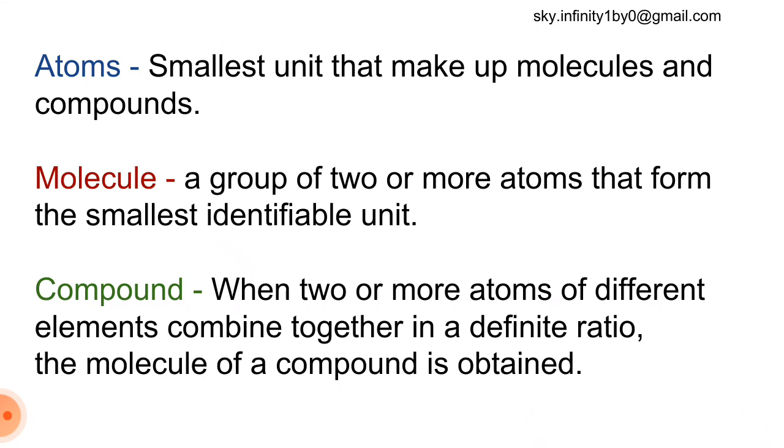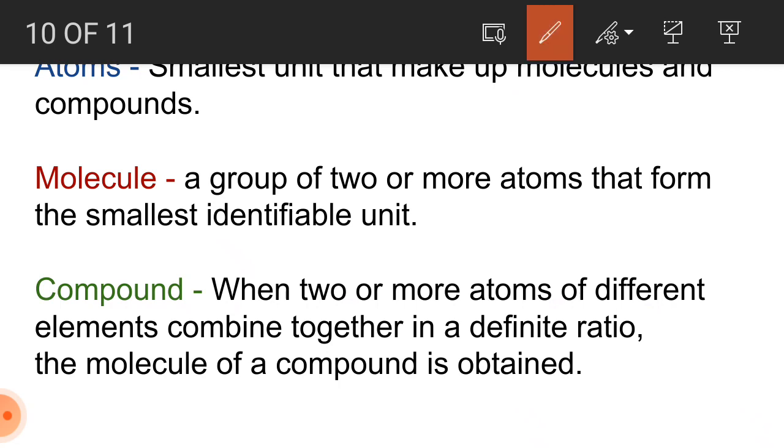Now for a recap. An atom is the smallest unit that makes up the molecules and compounds. Molecules are a group of two or more atoms. So when two or more atoms of the same type or different types combine together, they form molecules. And a compound is formed when two or more atoms of different elements combine together in a definite ratio. The term definite ratio is important in specifying the definition of compounds.